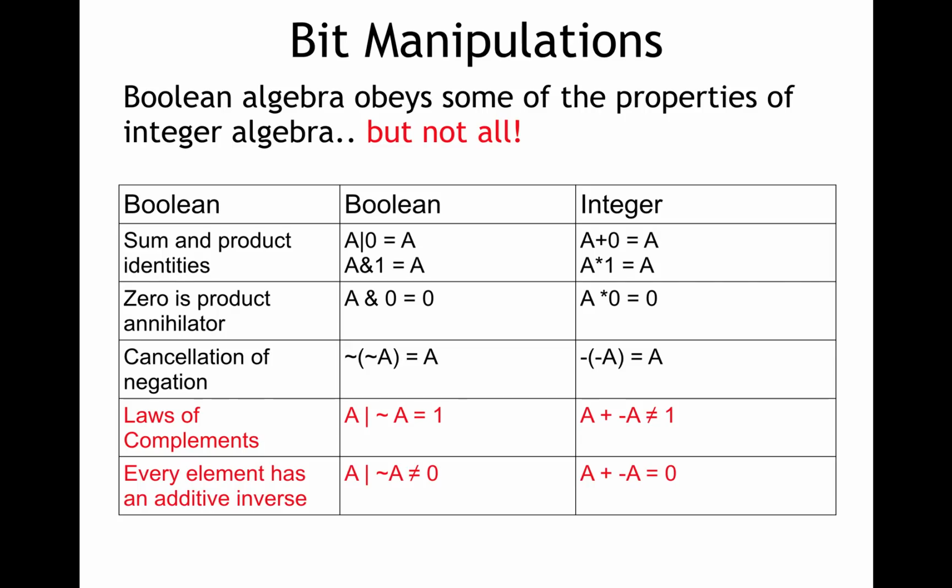Another one: you can see Boolean algebra obeys that 0 is the product annihilator. A times 0 must equal 0. Since we say AND is product, A times 0 is 0. Same thing. Another property it did not break is the cancelling of negation. So the complement of the complement of A is still A.